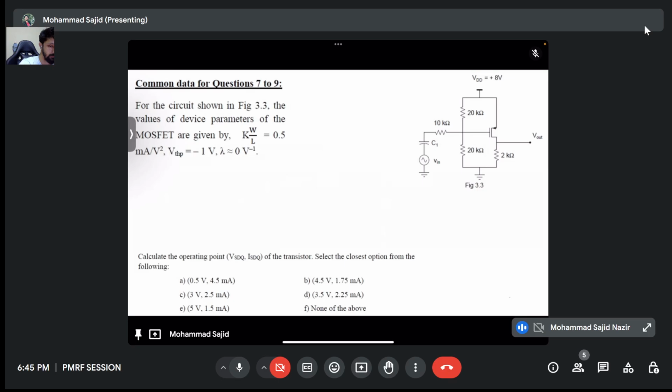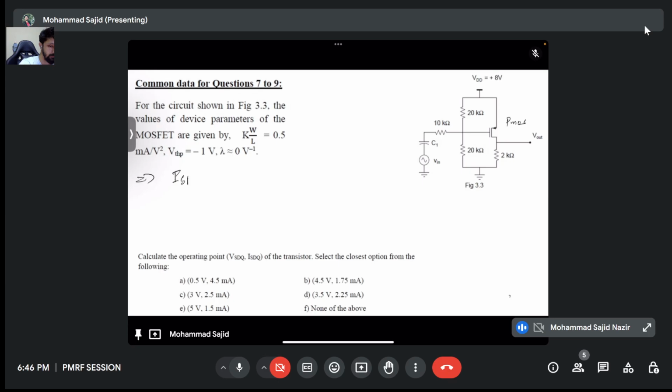From the circuit shown in figure 3.3, the values of the device parameters of the MOSFET are given by K, W by L. Just to give you an idea what we are talking about here. So if you have a transistor here, is this NMOS or PMOS? This is PMOS, right?